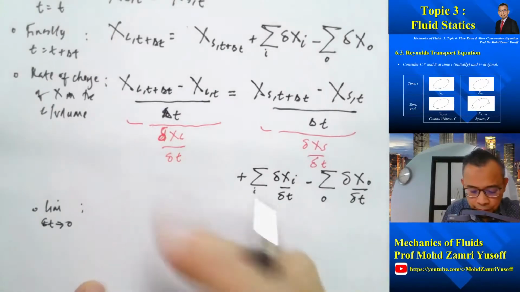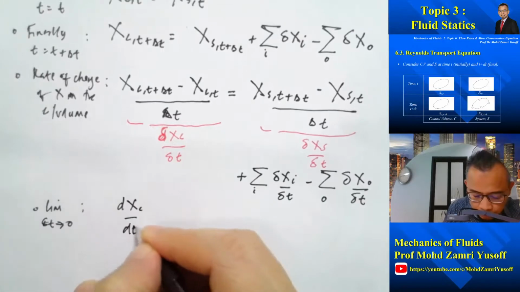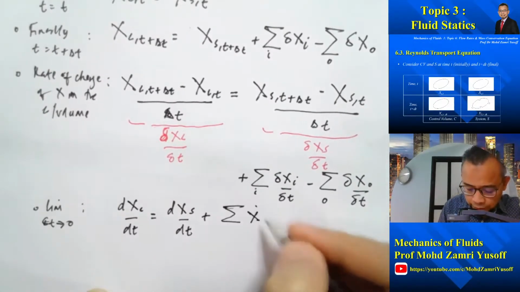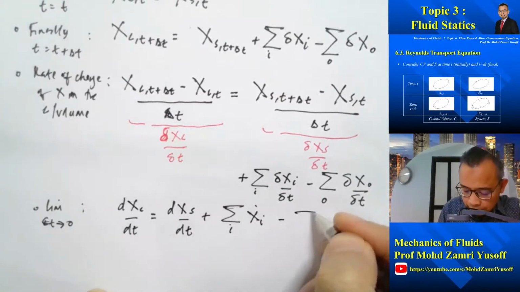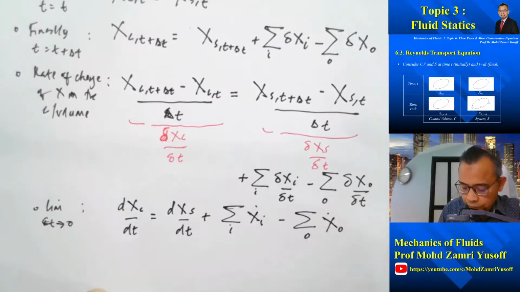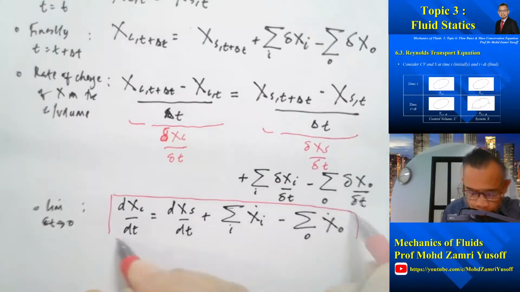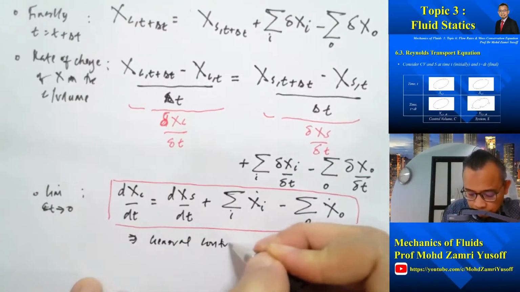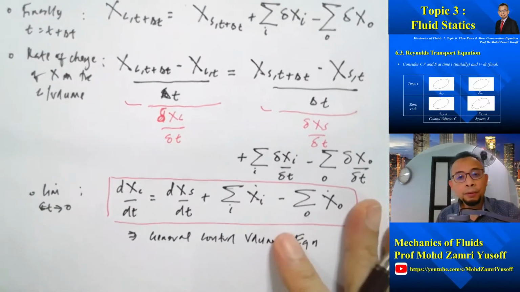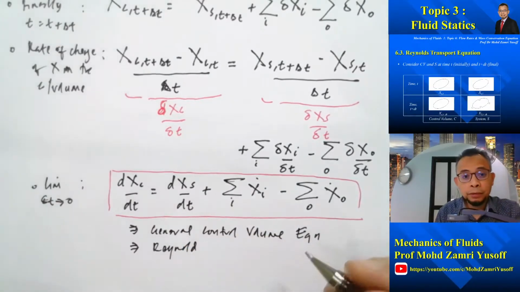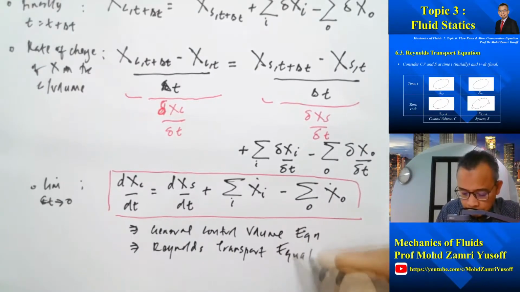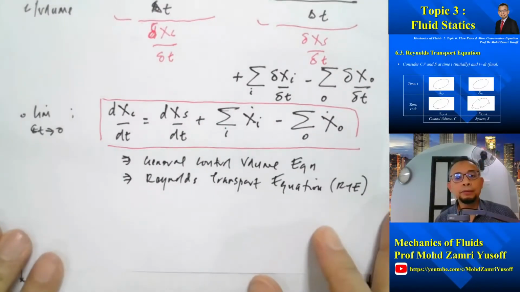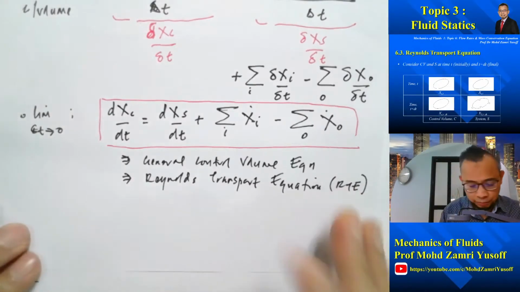So I can write the equation which says that dxc by dt is equal to dxs by dt plus x dot inlet for all the inlet minus the rate at which x goes out of the control volume for all the outlet. So we have these equations. This is actually the general control volume equations, or this is what we call the Reynolds transport equations, RTE, right?